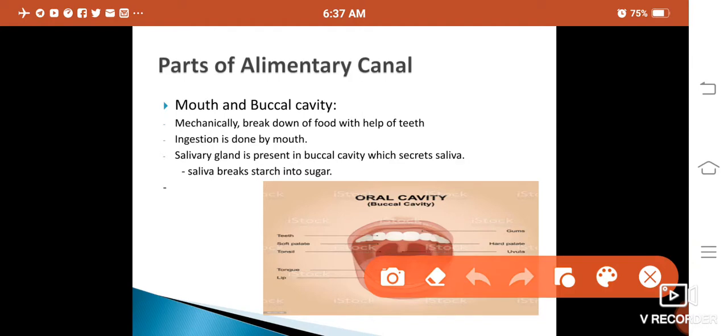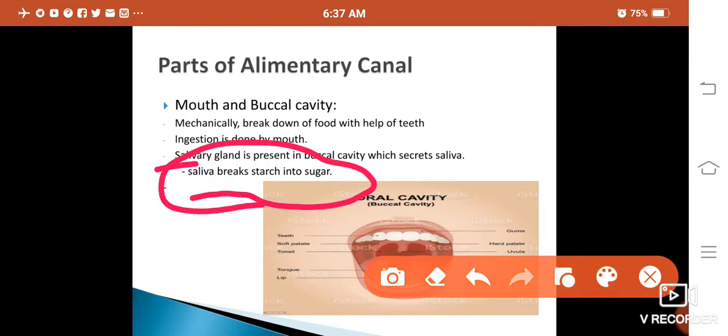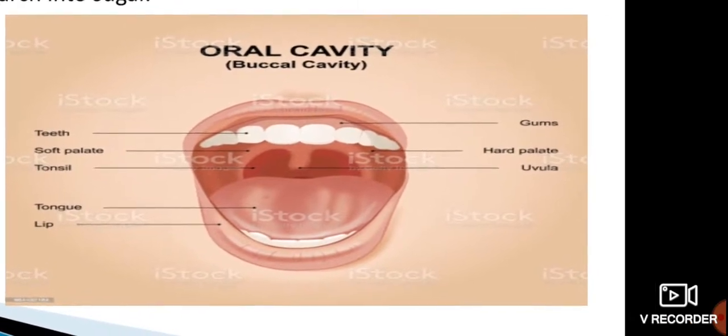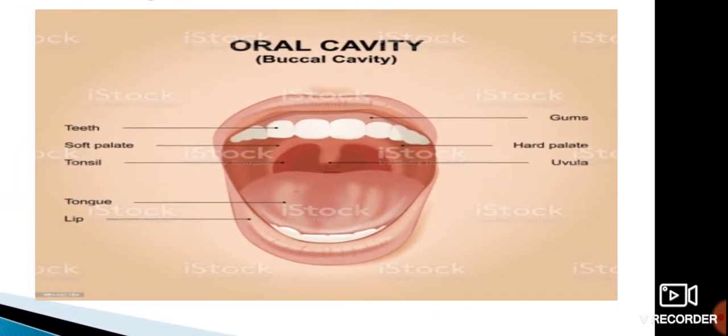As I told you, it contains an enzyme named amylase. The salivary gland is present in the buccal cavity and secretes saliva. So saliva breaks starch into sugar. You can see this diagram. This is the buccal cavity. These are gums. In gums, teeth are there.